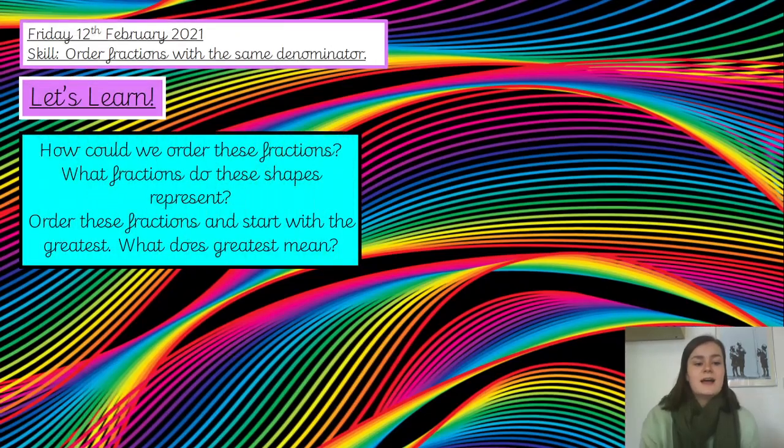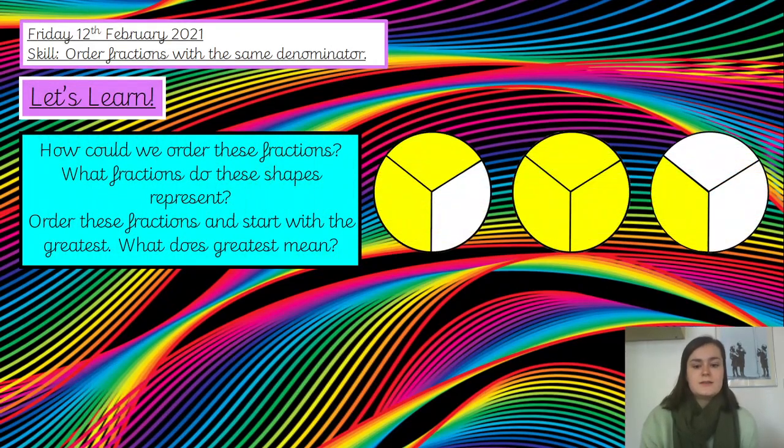Okay, how could we order these fractions then? First of all, I'd like you to think, what do these fractions represent? Look carefully at each fraction and decide what fraction it is that is being shown in these pictures. And then have a go at ordering the fractions and make sure that you start with the greatest. So what does the greatest mean? Does it mean the biggest or the smallest? See if you can have a think and have a go at that first challenge, please. Pause the video, off you go.